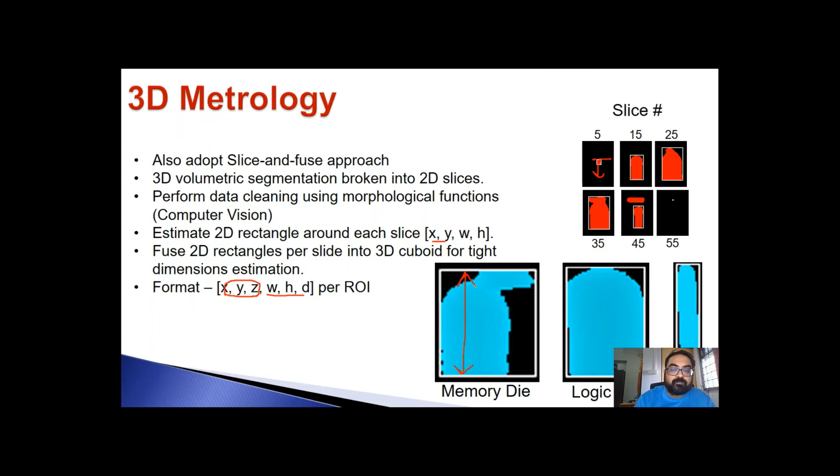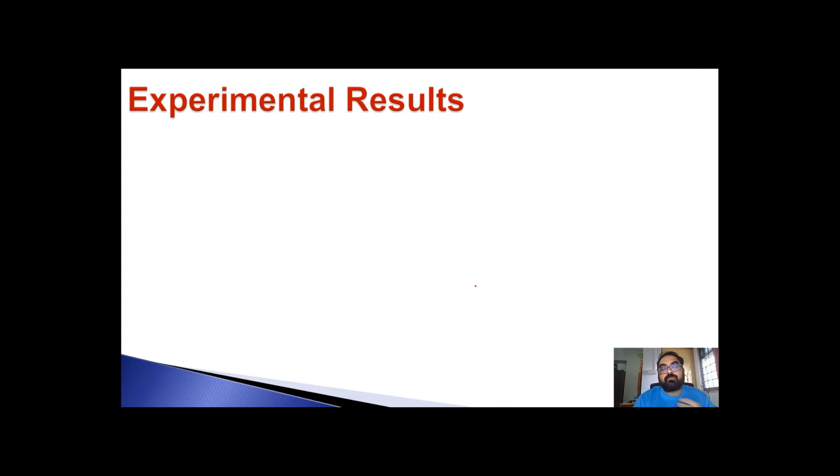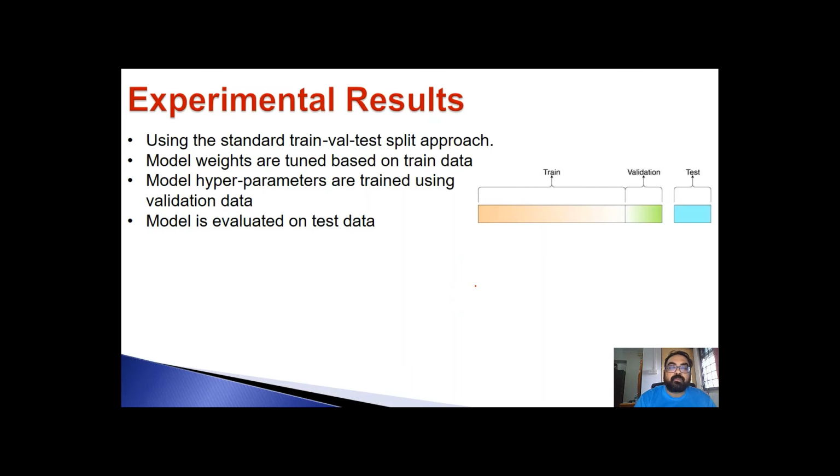Okay, so now that we have discussed the technique that we use for our work, now we'll show some experimental results. But before we get started, let me dig a bit deeper into how we train our models and how we split our data. We use a standard train, val, test split approach that is used in machine learning. Essentially, the data is divided into 3 subsets. Train is about 85% of the data, validation would be about 5 to 10%, and testing would also be 5 to 10% of the data.